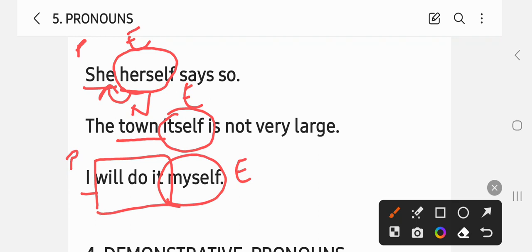So another way of identifying an emphatic pronoun is, there will be a personal pronoun in a sentence and the emphatic pronoun will be placed after the personal pronoun, irrespective of whether there are some other words in between the two.